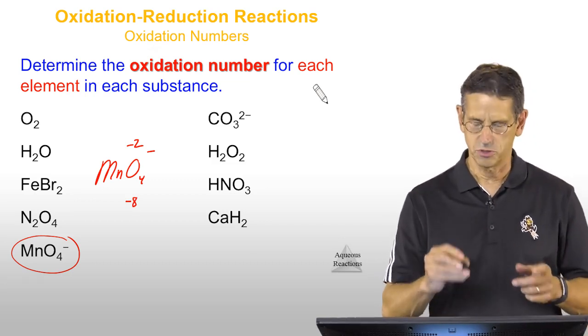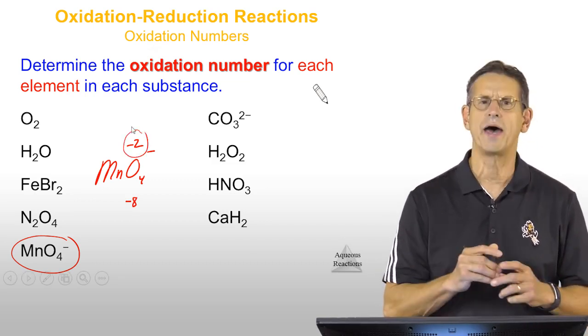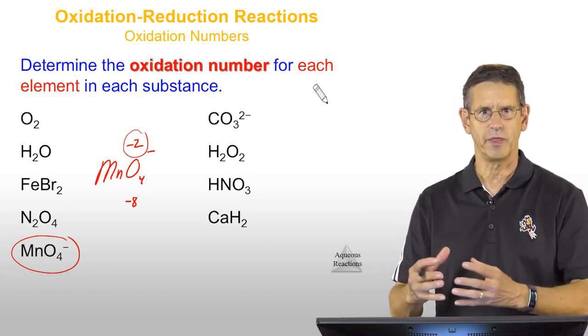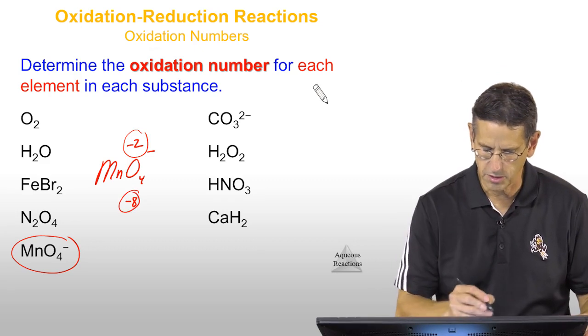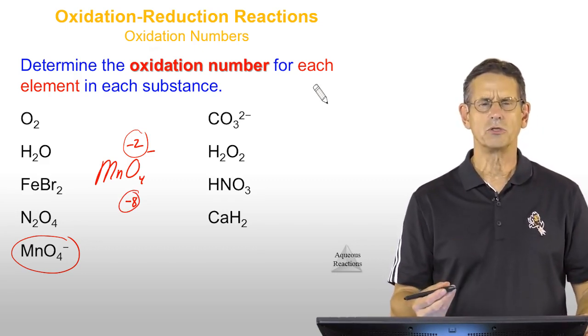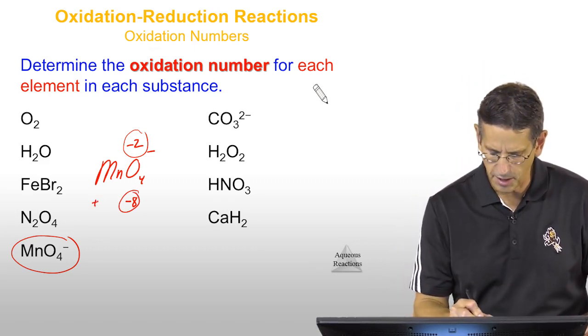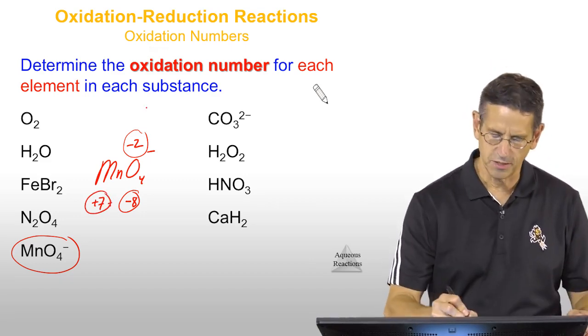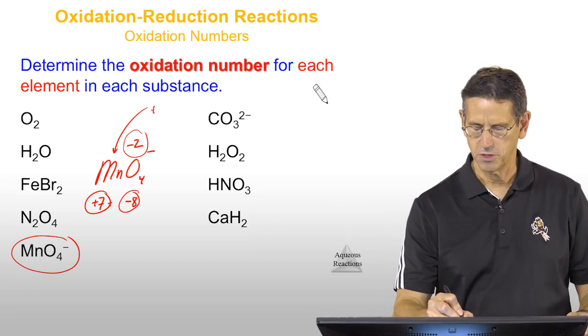That's what I mean by this distinction between the per atom oxidation number and the total contribution for that element. So again, this is -8. So what is manganese in this case then? Well, to generate a -1, we need a +7. So the oxidation number for that manganese in this case is +7.